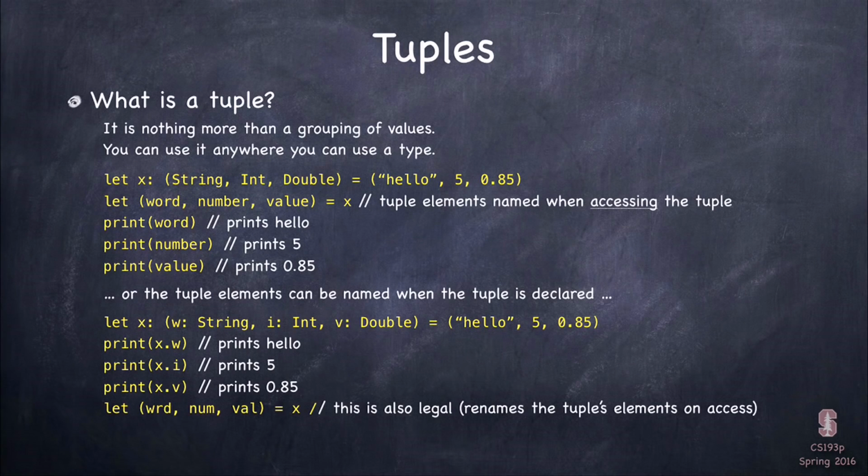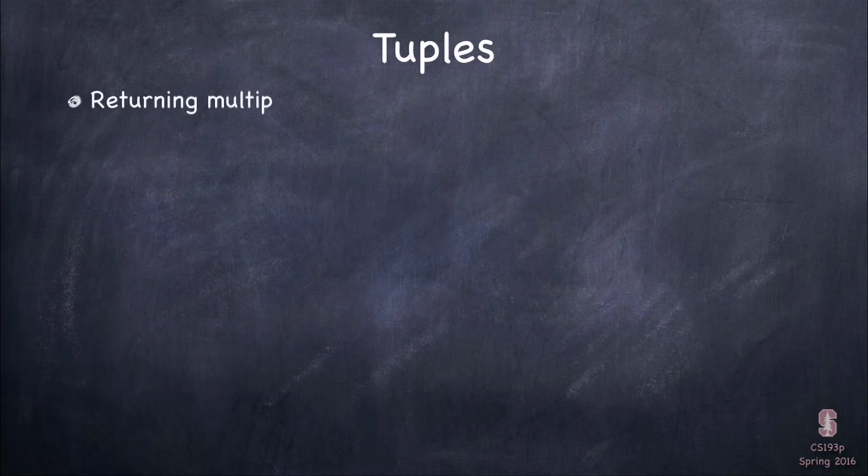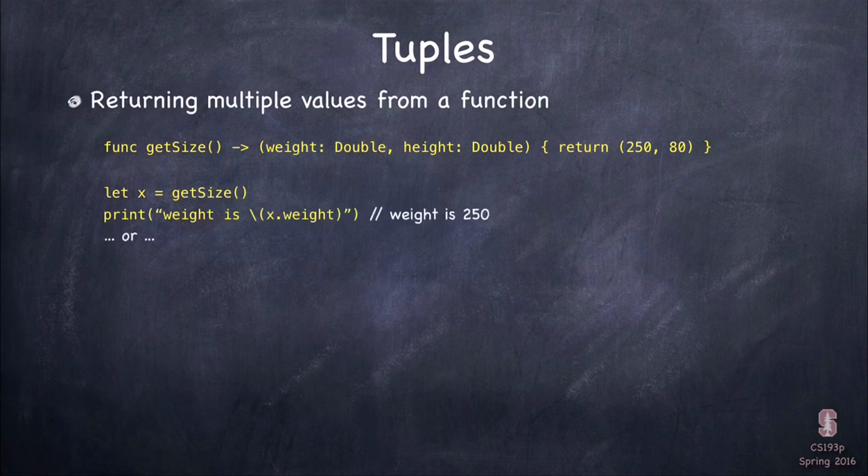For example, I could say let (word, num, val) equal x. Even though I defined x to have w, i, and v, I could ignore the w, i, and v, and instead just use the syntax from the top, and call it word, num, and val. So tuples are cool because you can return multiple values from a function with a tuple.